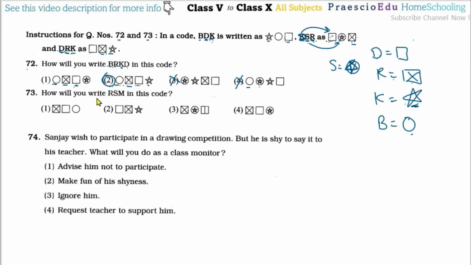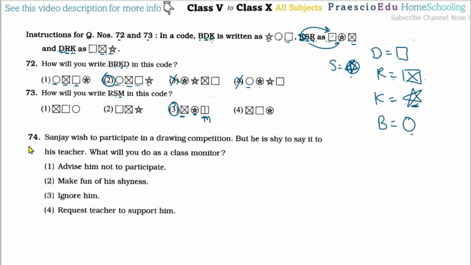Then how will you write R, S, M and then M? Now M is a different alphabet which is not listed here. Out of all the symbols, the new symbol means this is M. So option number 3 is the correct one. And if you match R and S, this symbol is given for S, and this symbol is also given for R. So that's why option number 3 is the correct one.